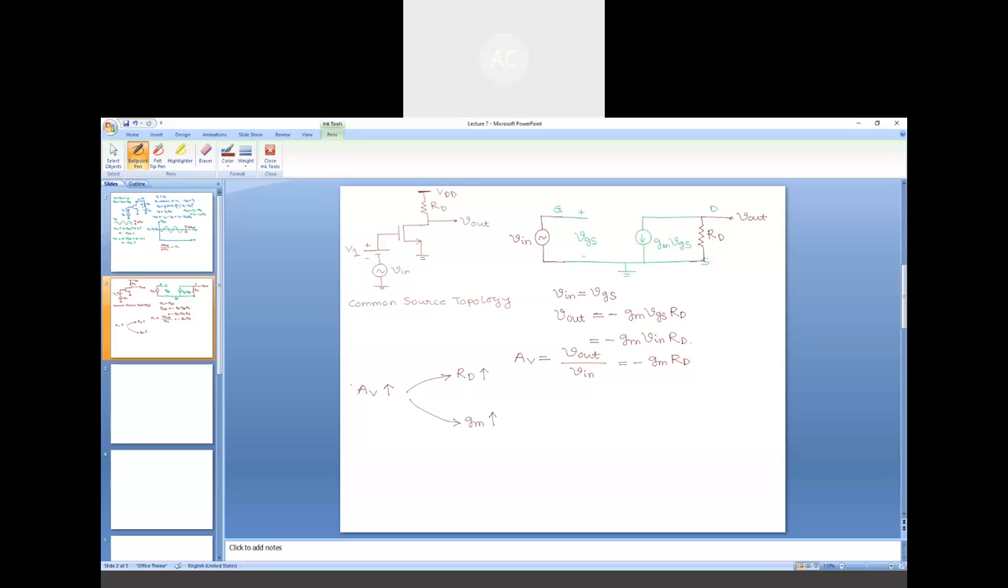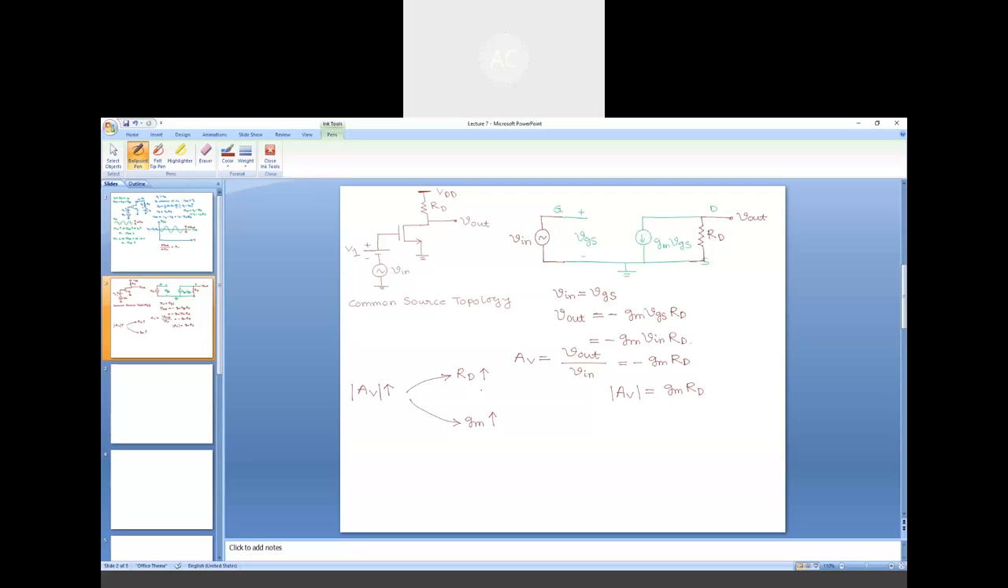I would like to increase the magnitude of the voltage gain. So from this it is quite apparent that |Av| is given by gm times RD. So I'd like to make this particular product as high as possible. Two options are available to us. One is to increase RD. Second one is to increase the value of gm. Now let's see what happens if we increase the value of RD.